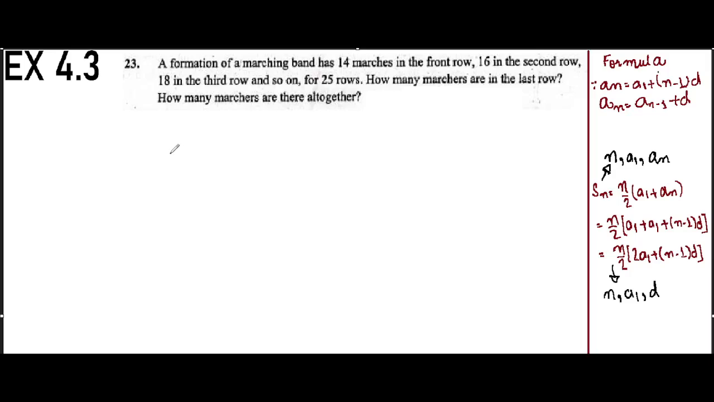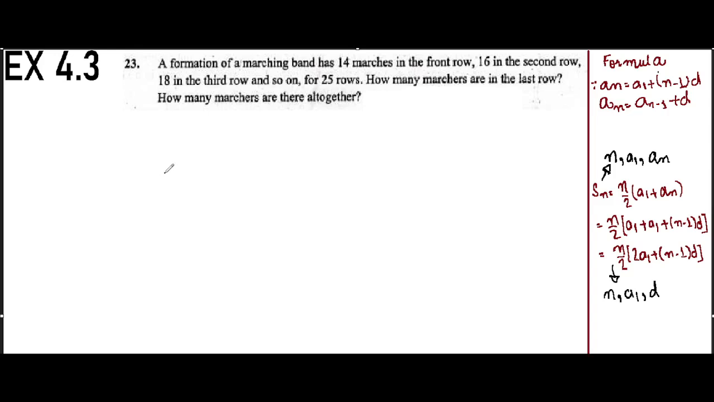A formation of a marching band has 14 marchers in the first row, 16 in the second row, 18 in the third row, and so on for 25 rows. How many marchers are in the last row and how many marchers are there altogether?